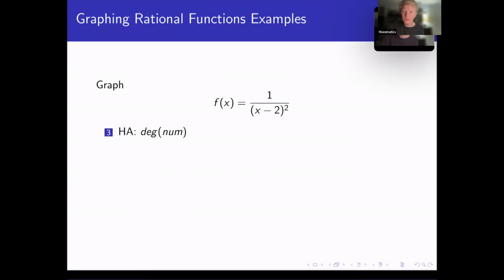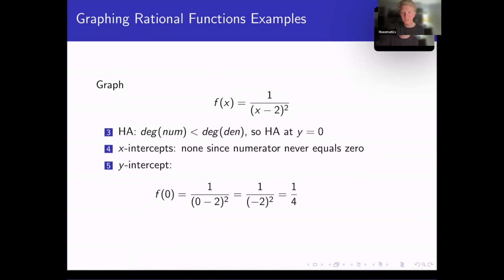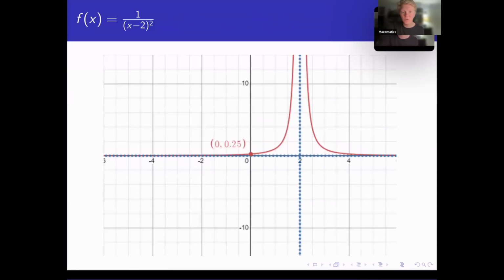The degree of the numerator is 0, the degree of the denominator is 2, so the numerator is less than, and we have a horizontal asymptote at y equals 0. X-intercepts: none, since the numerator still doesn't equal 0. I promise we'll look at at least one example where this is different. And then y-intercept: set x equal to 0. 0 minus 2 is negative 2. Negative 2 squared is positive 4. So 0, 1/4. And there we go.